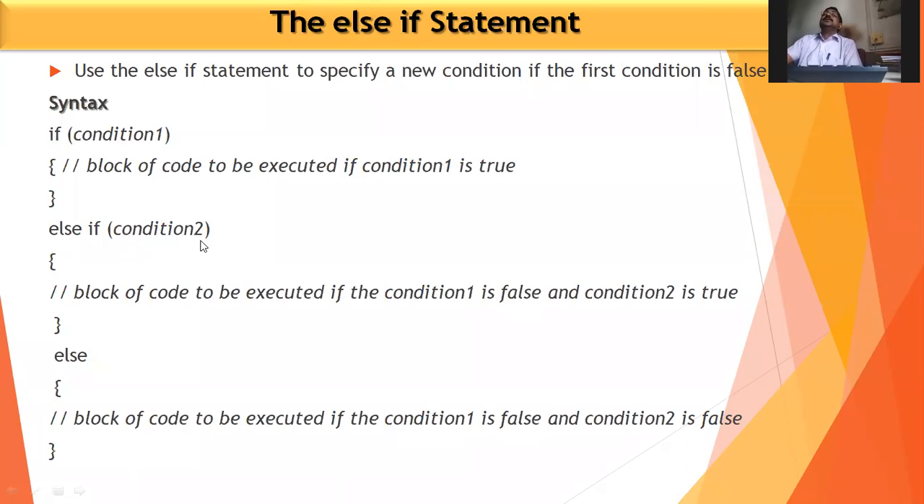If this condition is true, the block of code gets executed. If condition 1 is false and condition 2 is true, that is, if the first condition is false and the second condition is true, then this particular block of code will get executed. Later on, if condition 1 is false, we move towards the else, where another if is written.